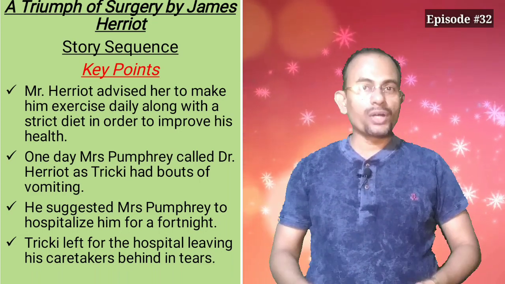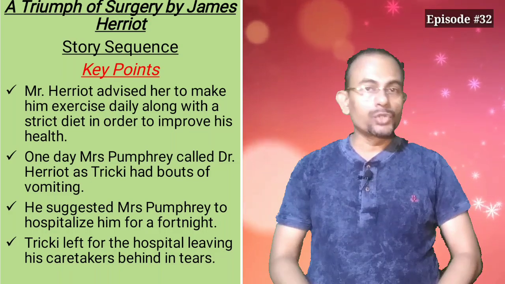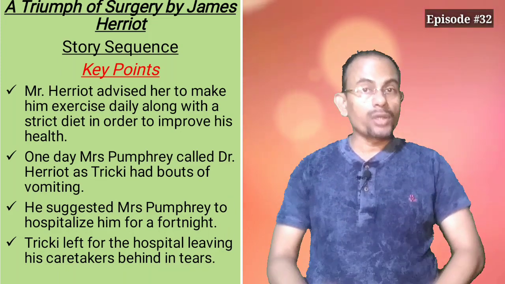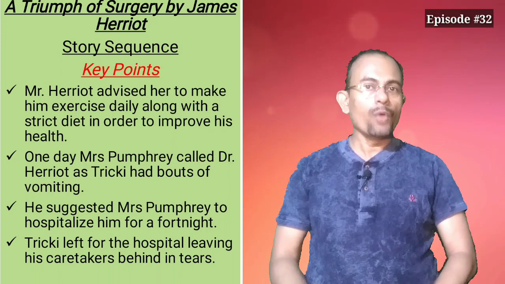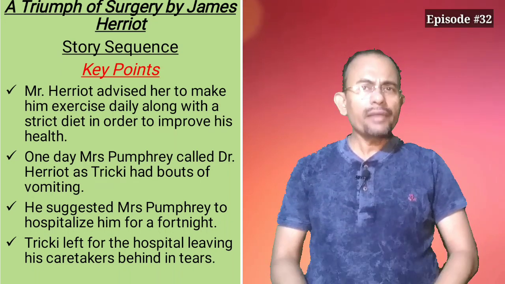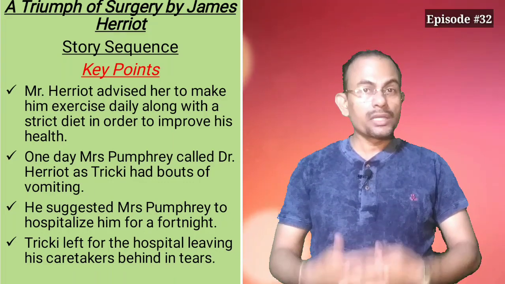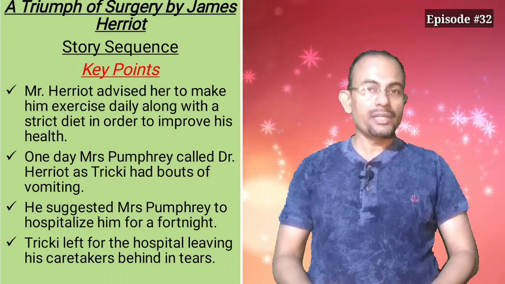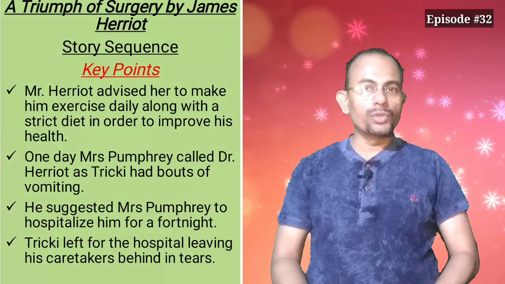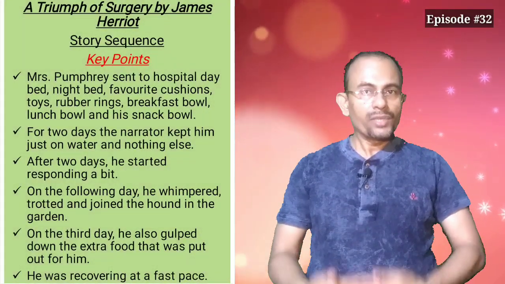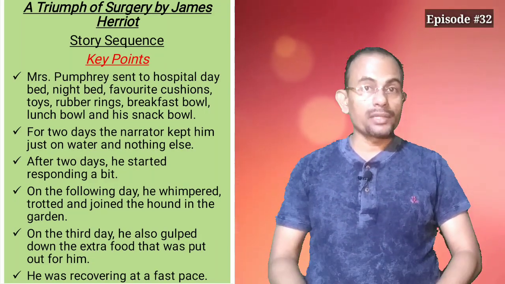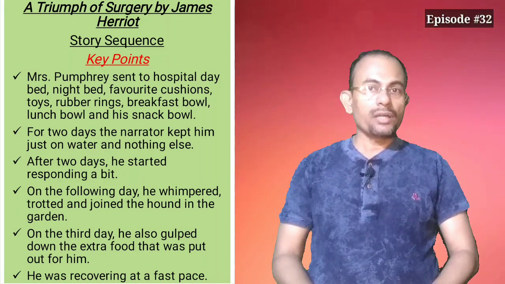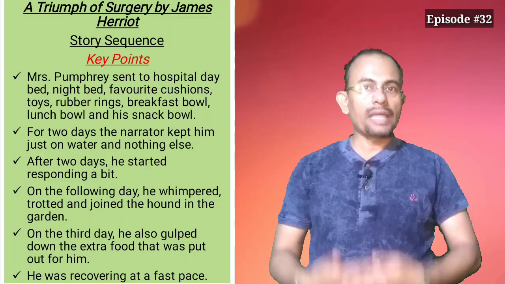Mrs. Pumphrey called Dr. Herriot one day as Tricky had bouts of vomiting. He suggested to Mrs. Pumphrey to hospitalize him for a fortnight for observation so that the proper treatment can follow. He carried the dog wrapped in a blanket to his car. Tricky left for the hospital, leaving his caretaker behind in tears. His stuff included things like his day bed, his night bed, favorite cushions, toys, rubber rings, breakfast bowl, lunch bowl, and the snack bowl. The narrator made the bed for Tricky in a warm box along with the other dogs.